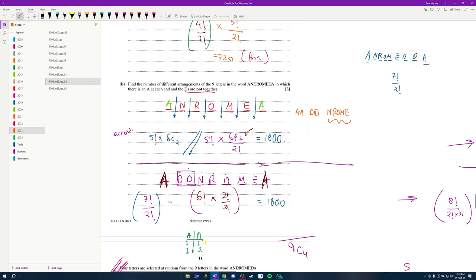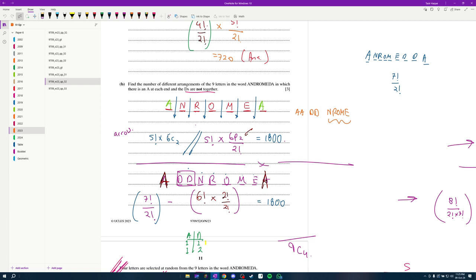Next, find the number of different arrangements of the 9 letters in the word Andromeda in which there is an A at each end and the D's are not together. Okay, so there's an A at each end, fine. And in the middle, I'm going to ignore the D's, right? Because they're not next to each other. So we have the remaining letters in the middle. So that's 5 factorial for them.